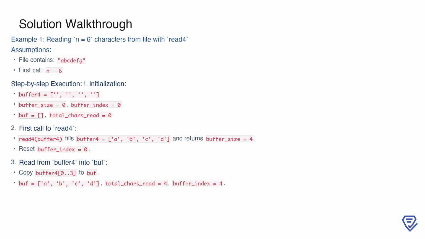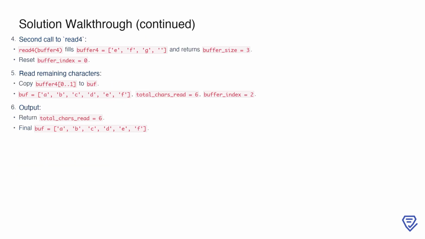On the first call to Read4, the function fills buffer4 with the first 4 characters from the file, A, B, C, D, and it returns a buffer_size of 4, indicating that 4 characters were read. After resetting buffer_index to 0, we then copy all 4 characters from buffer4 into buff. At this point, buff contains A, B, C, D, total_chars_read is updated to 4, and buffer_index moves to 4, marking the end of the current buffer content.